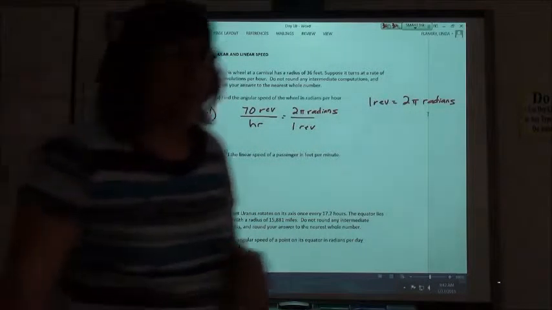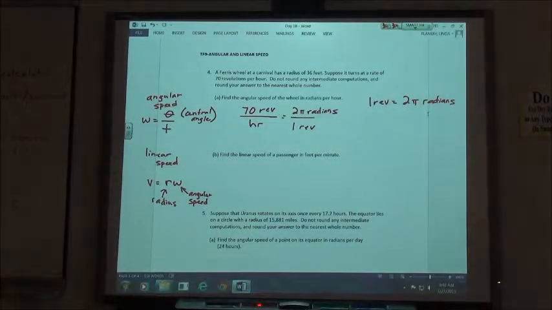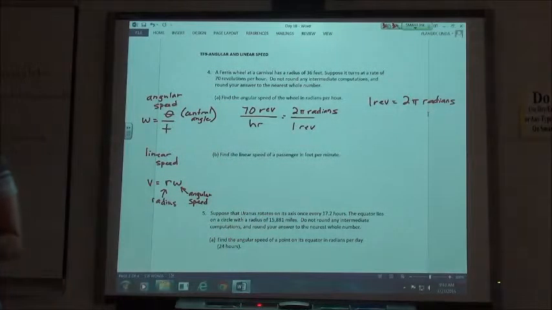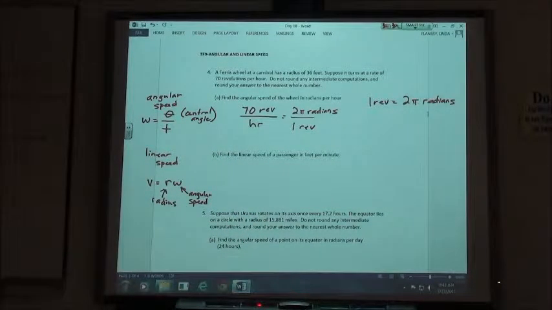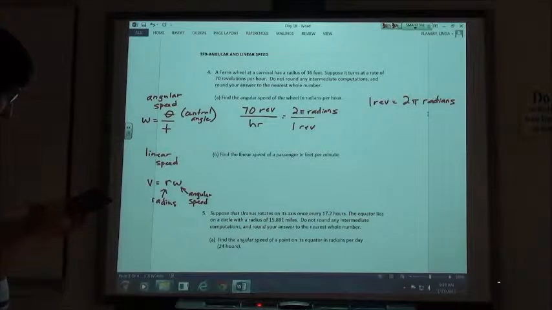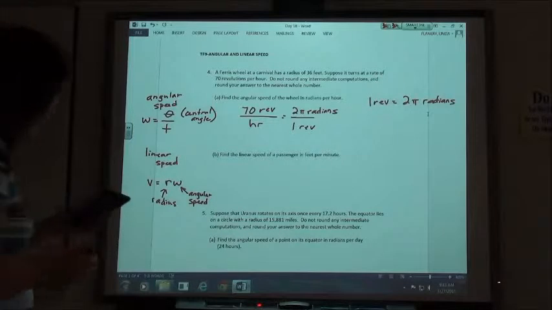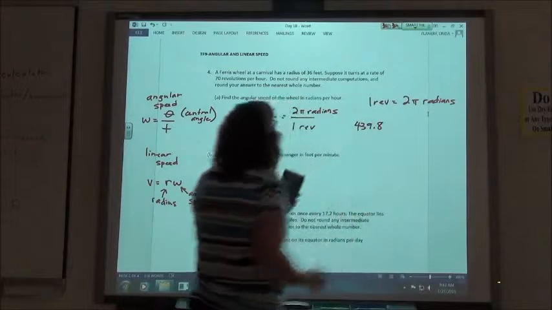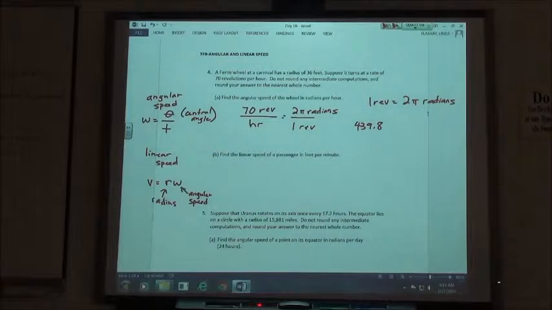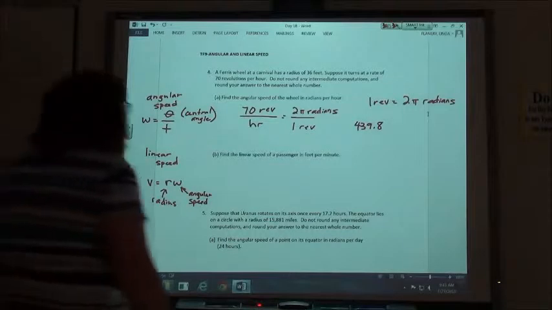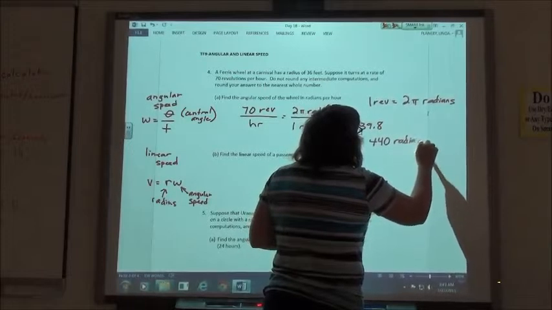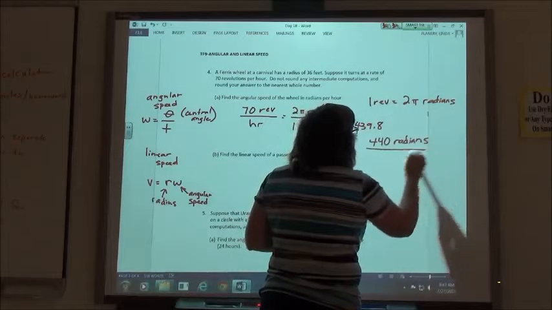And then I got to grab my calculator. Again, for pi, I would use the pi button on the calculator so that you don't get any rounding issues. But basically there, we're just going to take 70 times 2 pi. So 70 times 2 pi gives me 439.8. We're rounding to the nearest whole number, so we're going to round that off to 440 radians per hour.